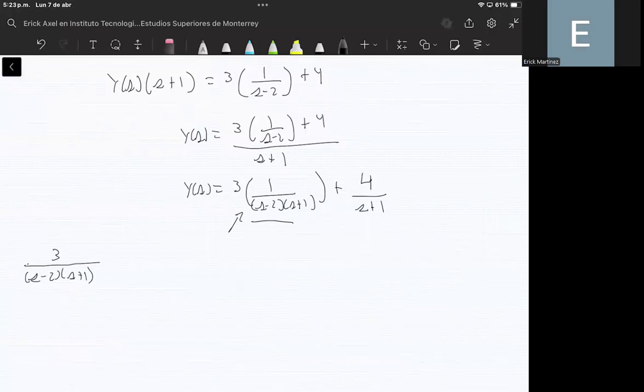And we need to expand it in the following way: A divided by s minus 2, plus B divided by s plus 1. We need to expand this rational function to find these constants A and B. Based on these constant values, we can now apply the tables. But we need to expand this polynomial.